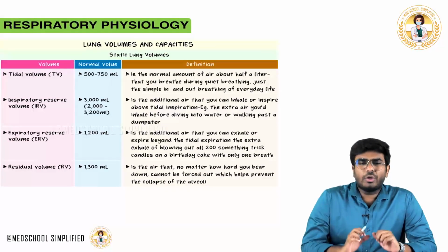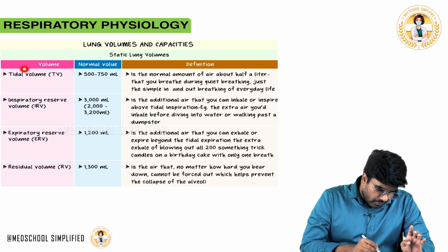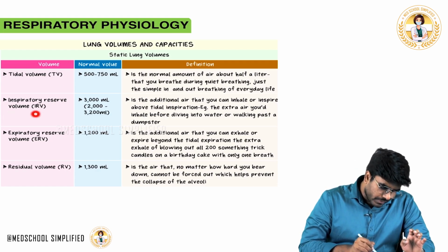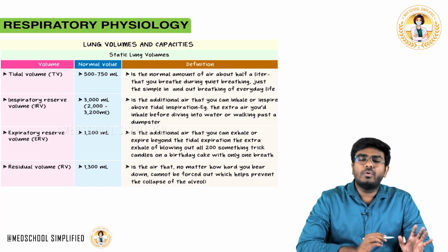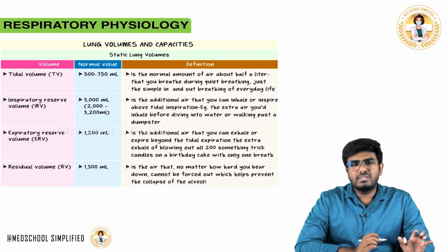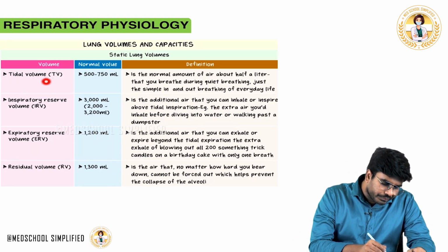Now what are these lung volumes and capacities? Guys, there are four important types of lung volumes: tidal volume, inspiratory reserve volume, expiratory reserve volume and residual volume. Now what exactly are these volumes? First let's begin with the tidal volume.